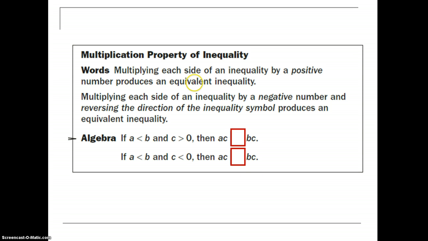Multiplication property of inequality says that when you multiply each side of an inequality by a positive number, it produces an equivalent inequality. But when you multiply each side of an inequality by a negative number, it reverses the direction of the inequality symbol. That's important, to produce an equivalent inequality.